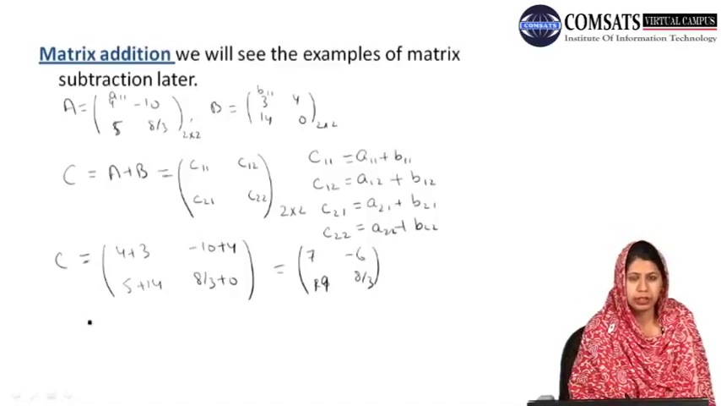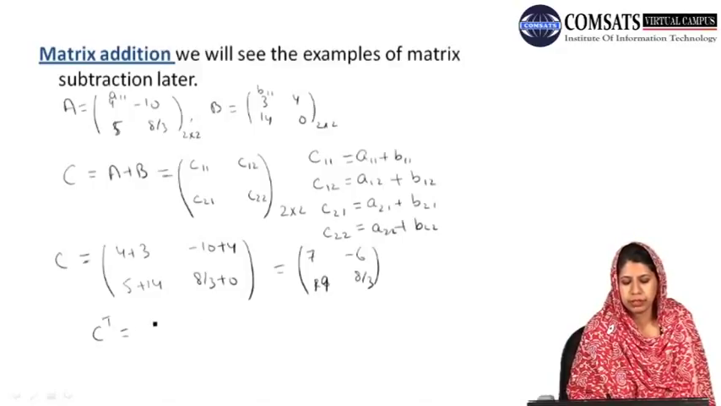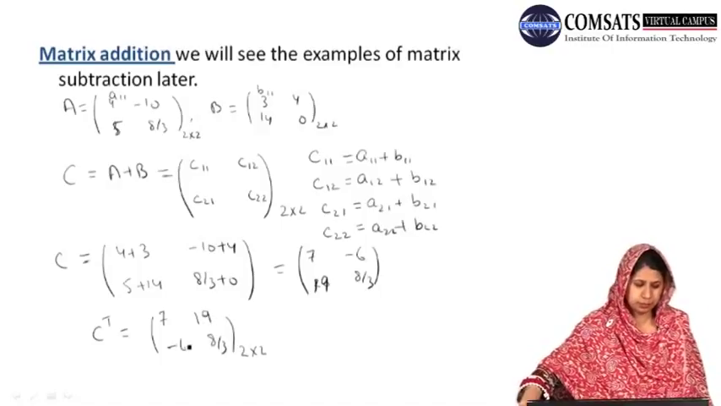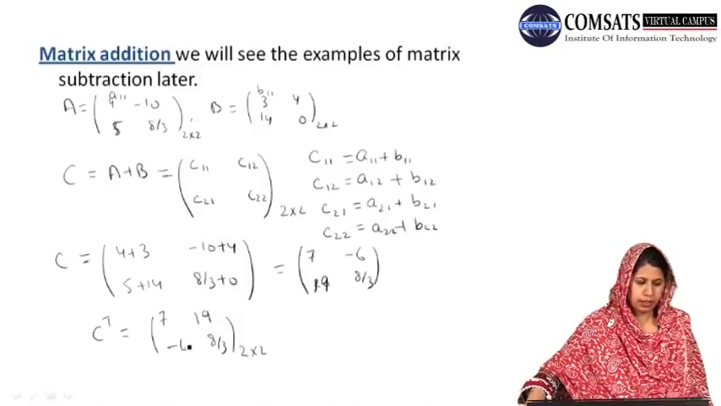Okay, what will be the transpose of this matrix? The transpose of this matrix will be the matrix of order 2 by 2 with the diagonal entries as they are and these other entries interchanged. That is, here we will have 19 and here we will have -6.